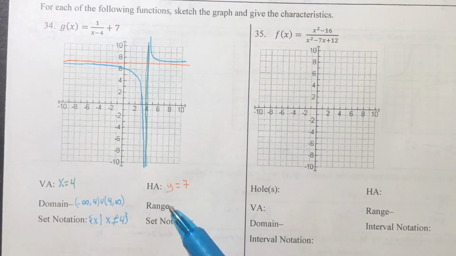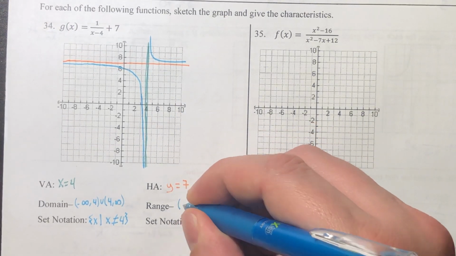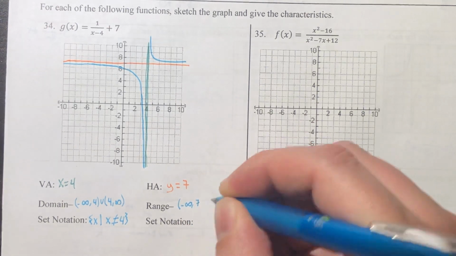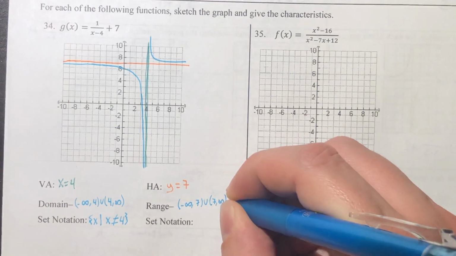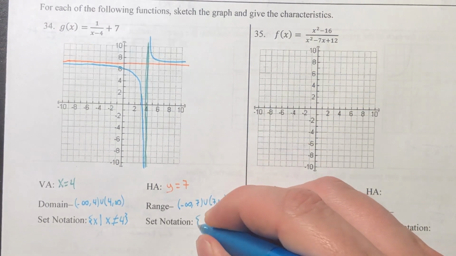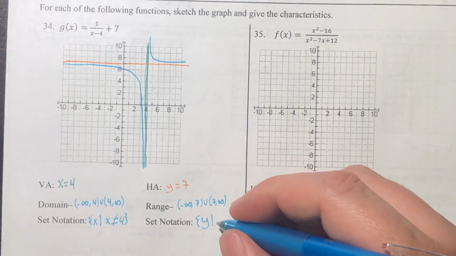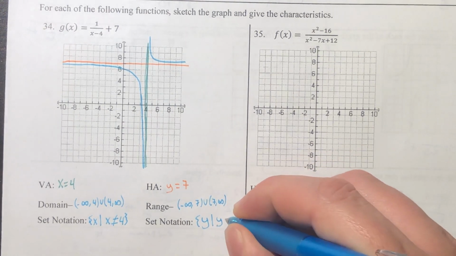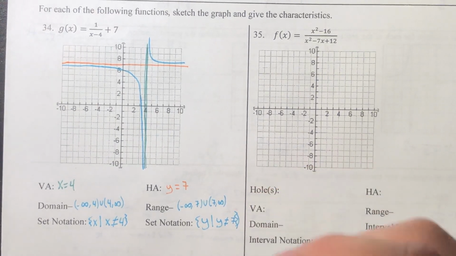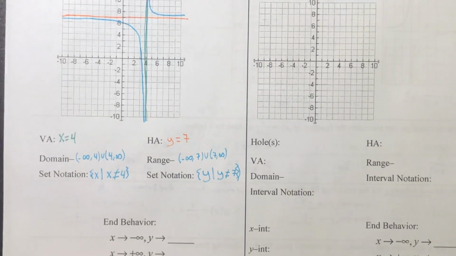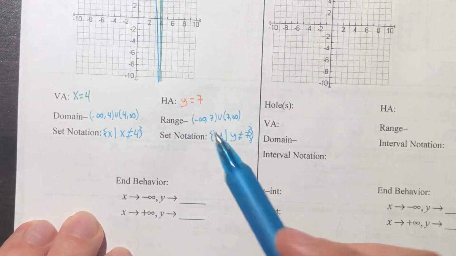For my range, I'm not going to include my horizontal asymptote. So that's going to be negative infinity to 7, 7 to infinity, and also for set notation, it's just what it does not include. Range, I'm talking about y, so now it's y such that y does not equal 7. And my end behavior is my horizontal asymptote.